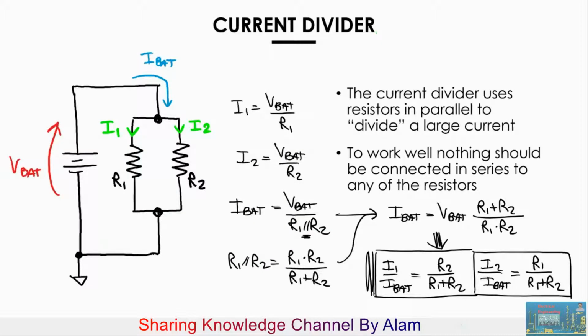Current dividers work well when their different branches are truly in parallel with each other. If you were to connect anything in series to any of the resistors, like this little box in series to R2, the equations of the current divider that we have just calculated won't be mathematically correct anymore. But it will still be okay as long as the voltage drop across this new element is much smaller than Vbat.